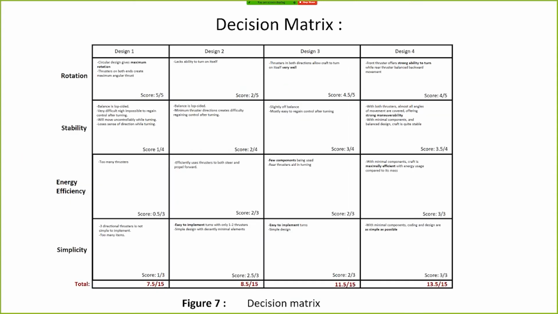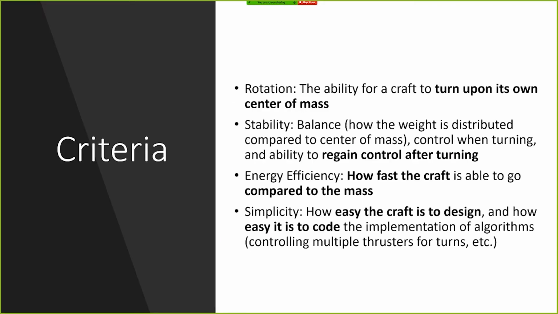Next, we'll be looking at the decision matrix, but before we go into that, we'll be talking about the criteria that we considered. First, we'll define the criteria. We have rotation, stability, energy efficiency, and simplicity. For rotation, it's the ability for the craft to turn upon its own center of mass.